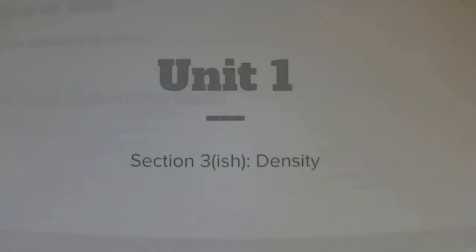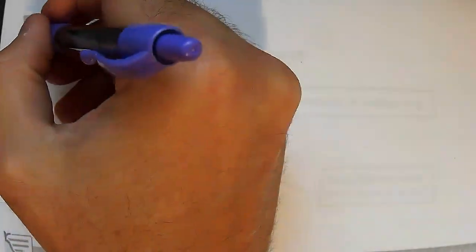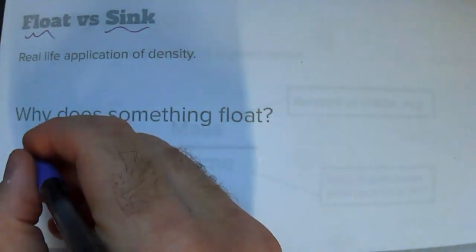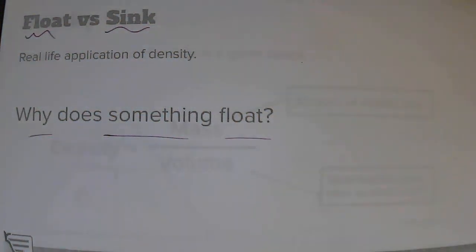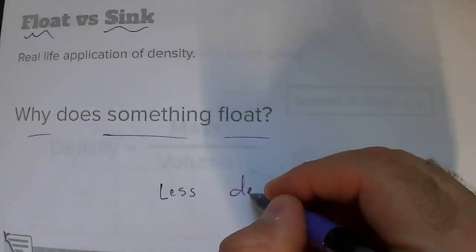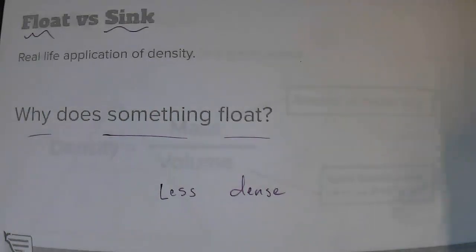Today we are going to talk about density. This kind of falls after the measurement stuff, before we get into the matter stuff, and it is in preparation for the density lab. In science, we have one answer to the question: why does something float? People will say buoyancy, but the answer is that something floats because it is less dense than the thing it's floating in.